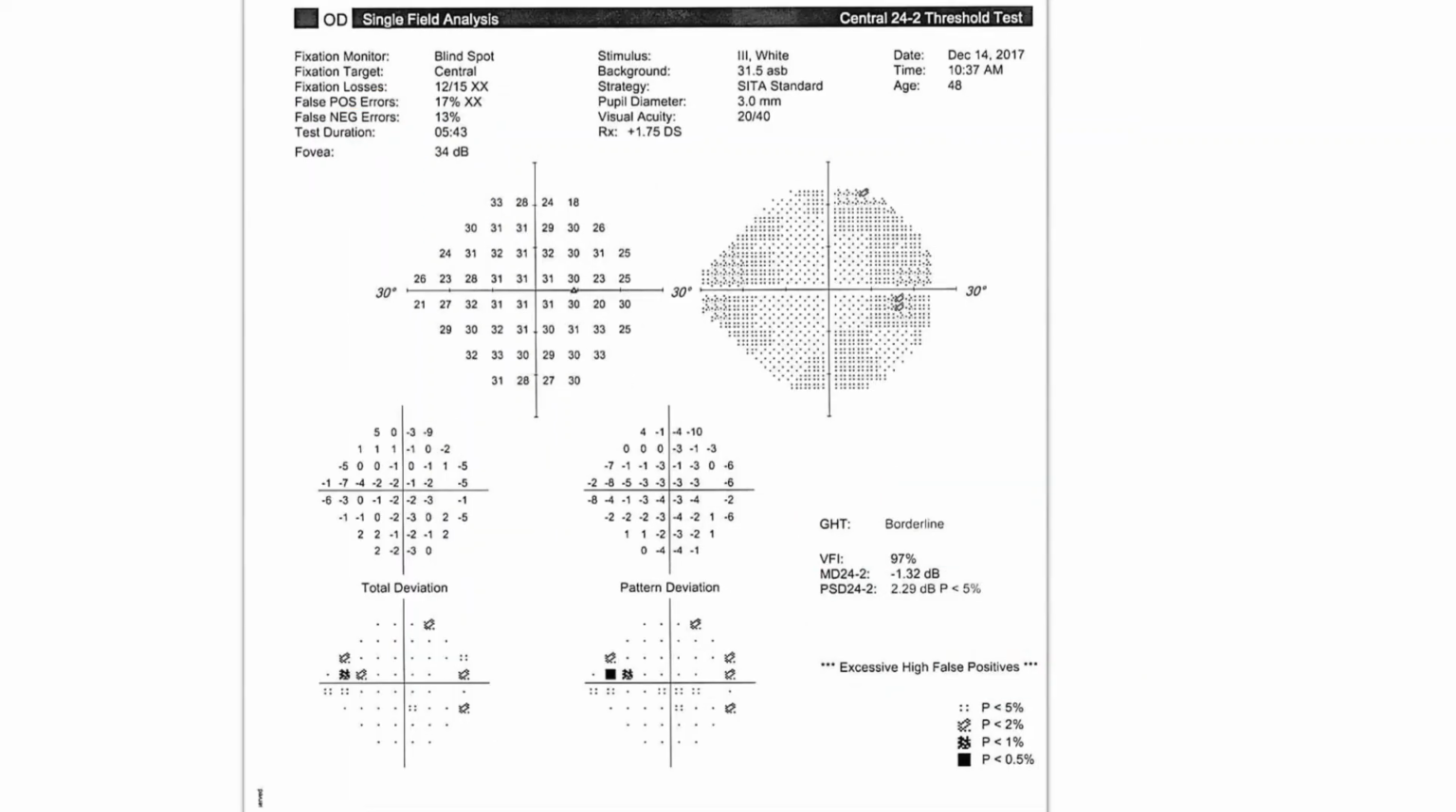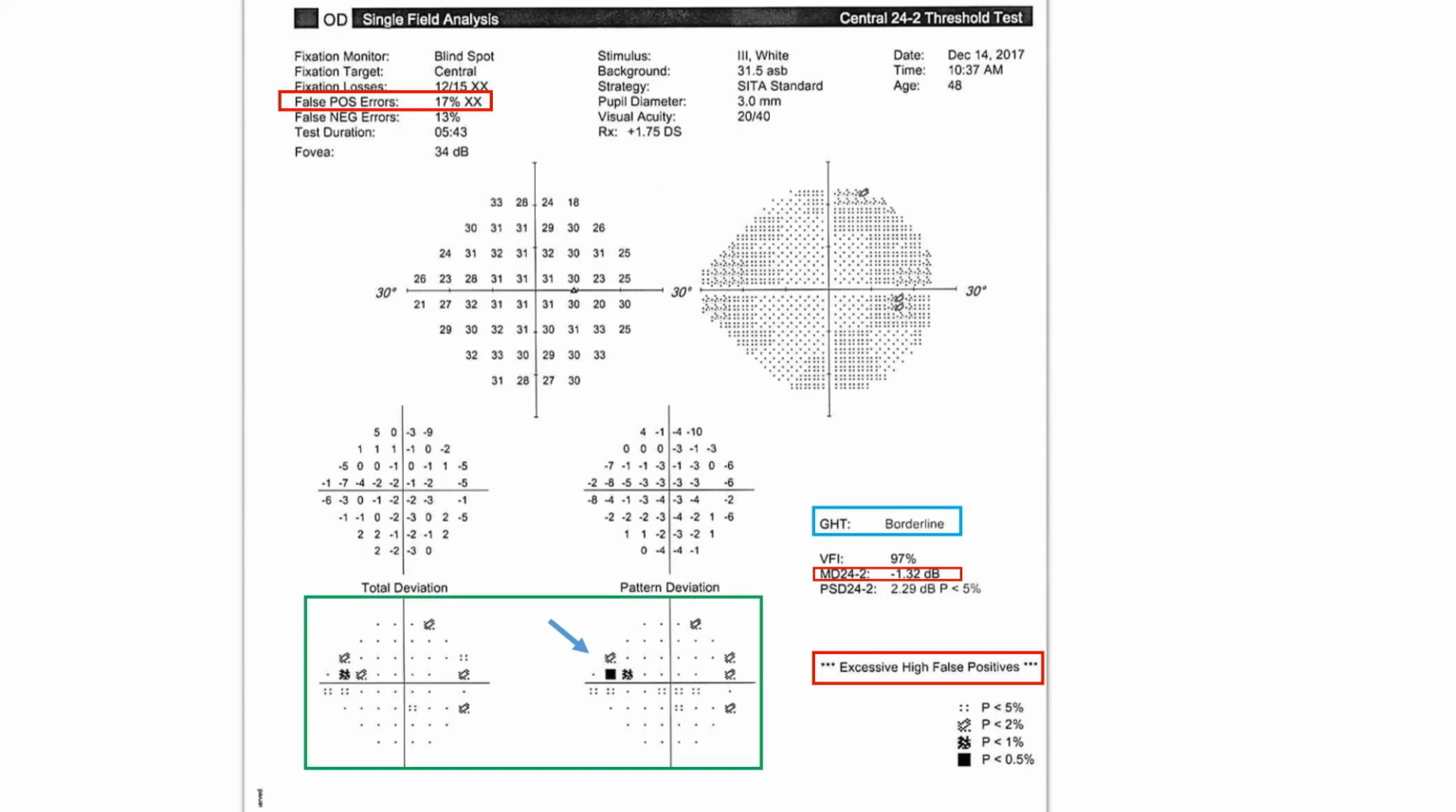This visual field of the right eye of a normal person with a healthy optic disc has a probable nasal step. The visual field has false positive of 17%, which is flagged. A message of excessive high false positive is displayed. Mean deviation is minus 1.32 decibel, and glaucoma hemifield test classification of borderline is seen. Total deviation probability plot is slightly worse than pattern deviation probability plot. In numerical data, it is noted that some of the peripheral points have threshold values of 33, 32, 30, 31 decibel, which is similar to or higher than the central points and obviously not physiological.